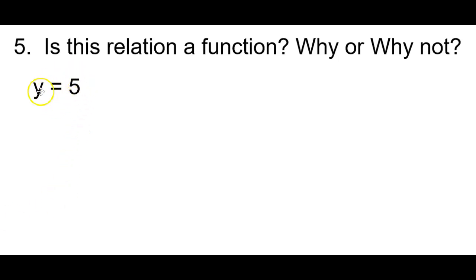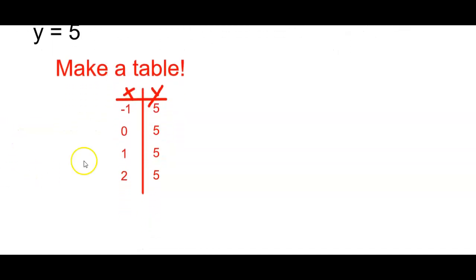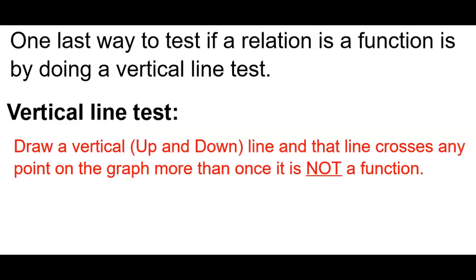Think about this one. Is this relation a function, why or why not? If all of my y values are 5, what could my x values be? They could literally be anything. So make a table or a mapping, either one. I made a table. So if I have -1, my y value is going to be 5 because y is equal to 5. If I have 0, it's going to be 5. If I have 1, it's going to be 5. If I have 2, it's going to be 5. So I want you to decide, is this a function, yes or no? Okay, so have that done.